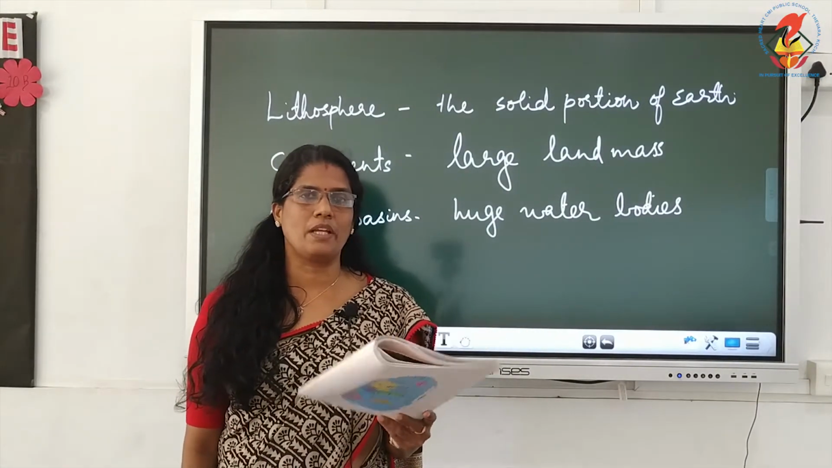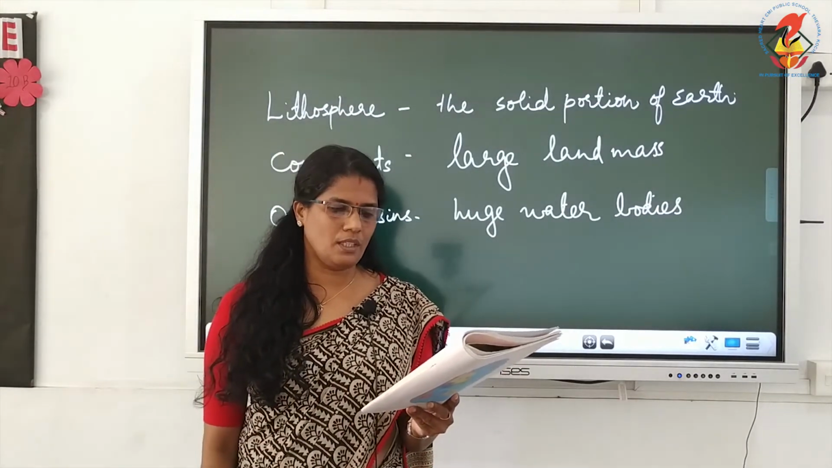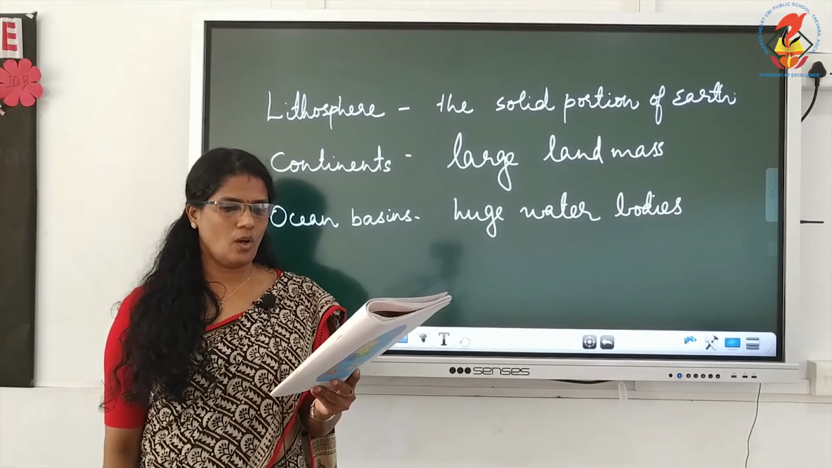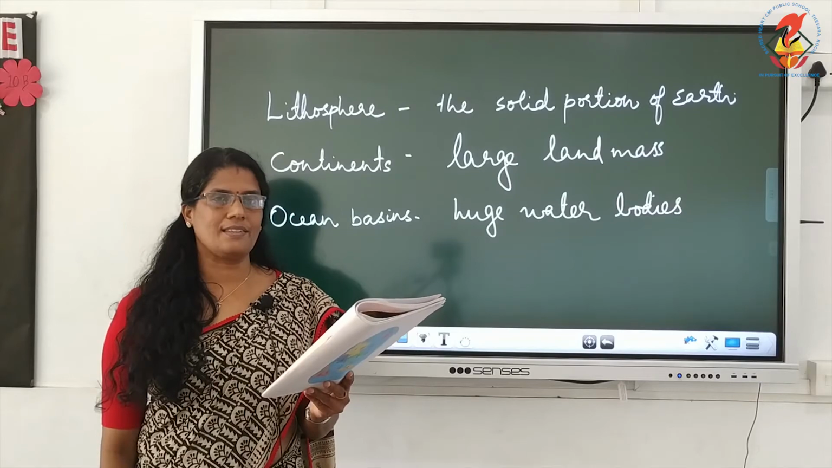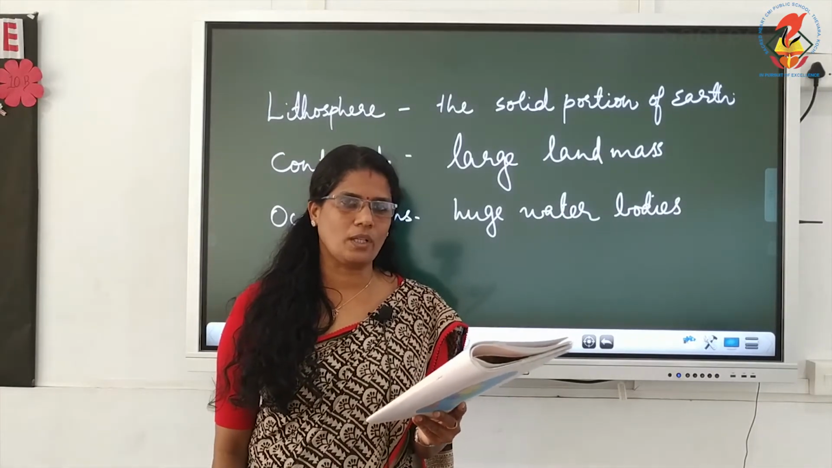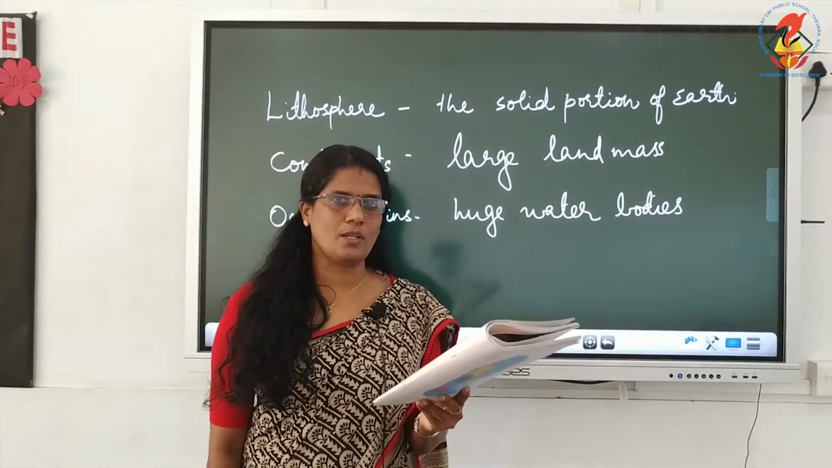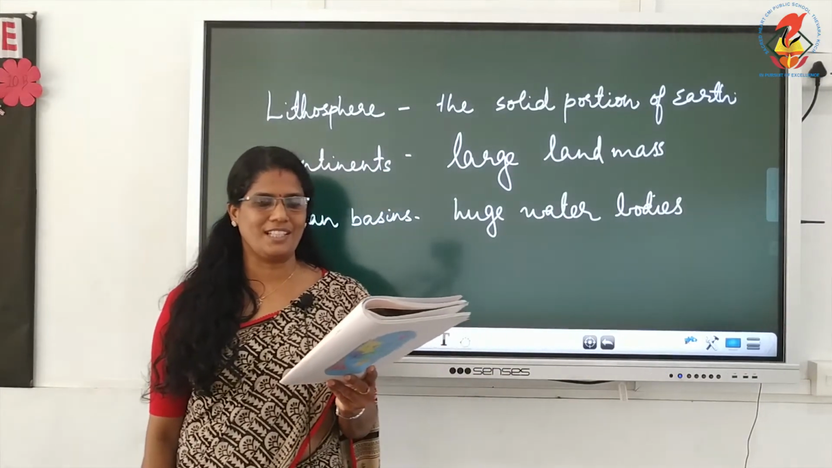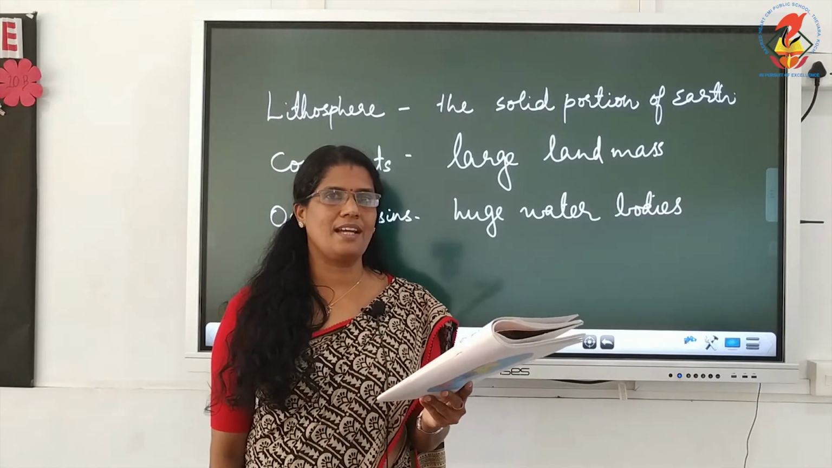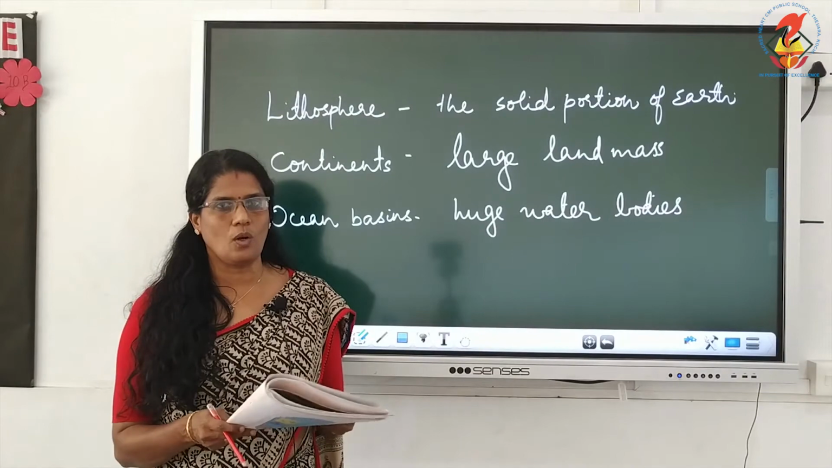Underline these 2 sentences, page number 30. Underline lithosphere. It is a solid portion of the earth. Underline the first sentence. It comprises the rocks of the earth's crust and a thin layer of soil that contains nutrient elements which help organisms to grow. Now next point also underline, there are 2 main divisions of the earth's surface. First one, continents. The large land masses are known as continents and huge water bodies are called ocean basins.